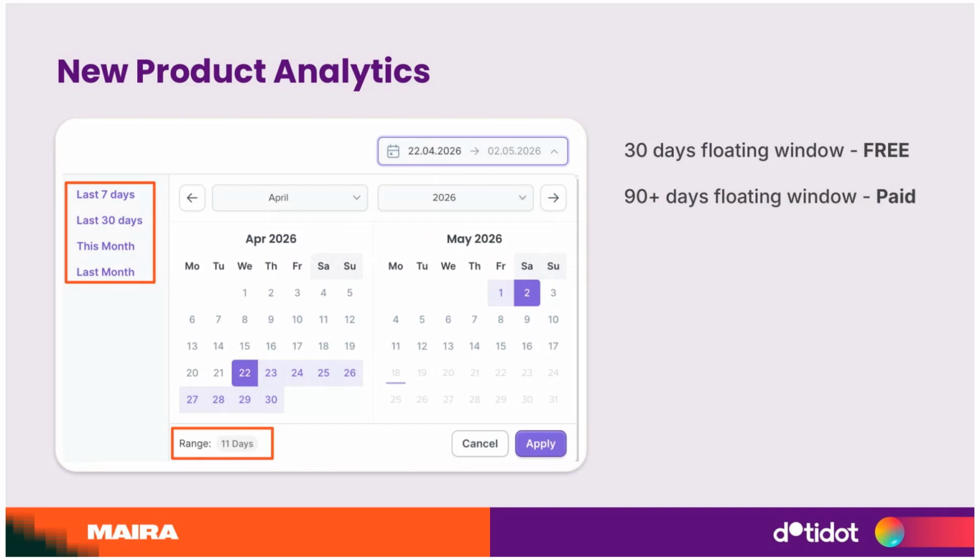The good news is that the 30-day window stays, and it's going to be free for every single customer of Dotidot. This is something that's never going to change. If you need to evaluate last season, some longer campaigns, or prepare for a QBR, you can contact us, and we can enable a longer window starting from 90 days, 180 days, or the whole year. So you can also do year-over-year comparisons.